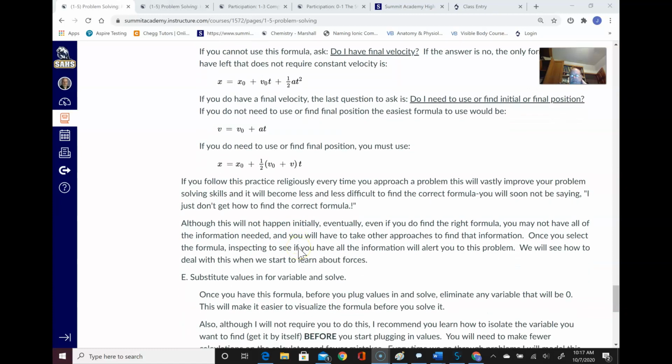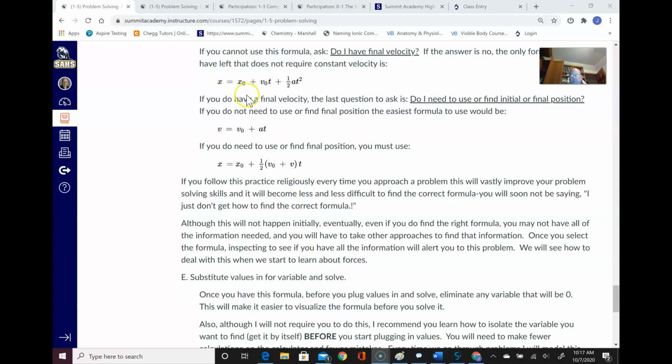Now, although this will not happen initially, eventually, even if you do find the right formula, you're going to find that you may not have all of the information that you need to use that formula, and you'll have to take another approach to find that information. This will be in the future. Once you select the formula, inspecting to see if you have all the information will alert you to this problem.